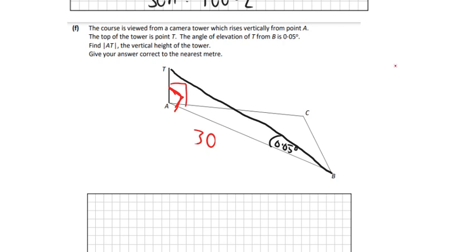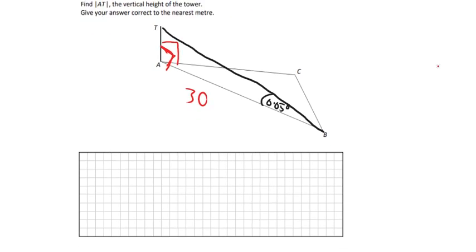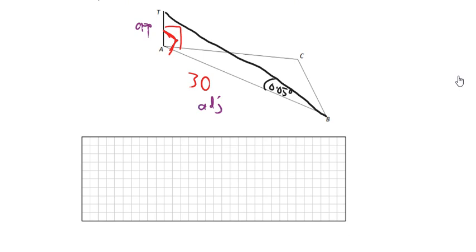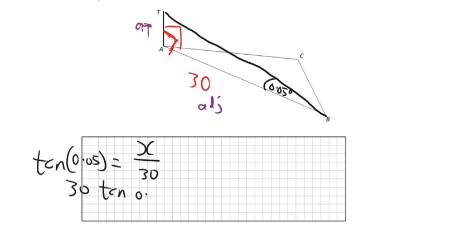So it's a right-angled triangle, and all you're going to use is SOHCAHTOA. So you're using tan here, I think. So that's the opposite. That's the adjacent. So you're looking for the opposite here. So we'll just call the opposite x. So tan of the angle 0.05 is equal to x, which is the opposite, over the adjacent, which is 30. So we just do 30 tan of 0.05, and that has to be what x is.